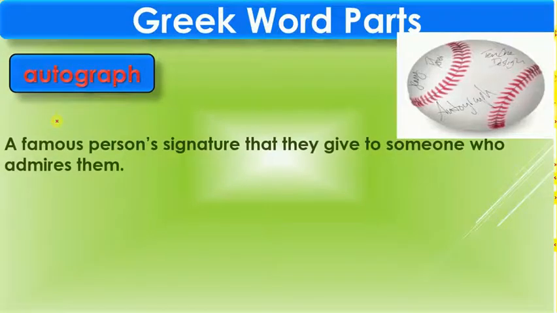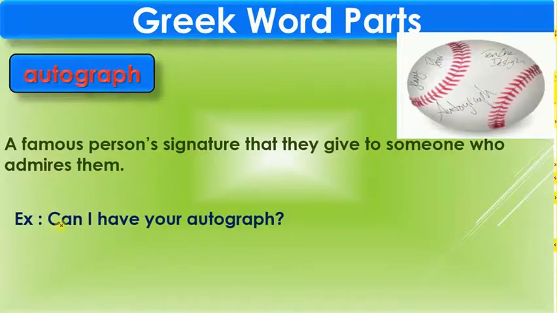Okay. Autograph. Autograph is when a very famous person signs for you on your shirt, for example. So an autograph is a famous person's signature that they give to someone who admires them. For example, can I have your autograph means can I have your signature?